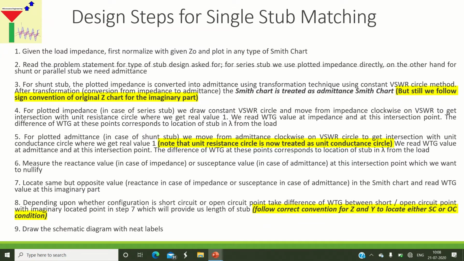Now coming to the convention of the open circuit and short circuit points. Please remember, and again I will repeat, whenever it is asked to design a series stub, we deal with impedance. And whenever it is asked to design a parallel stub or shunt stub, we deal with admittance. So open circuit and short circuit configurations need to be followed with a typical procedure. Where are the short circuit point and open circuit point located for impedance as well as admittance? Let us see in our next slide.